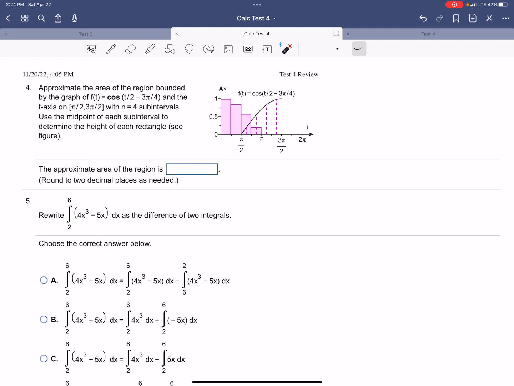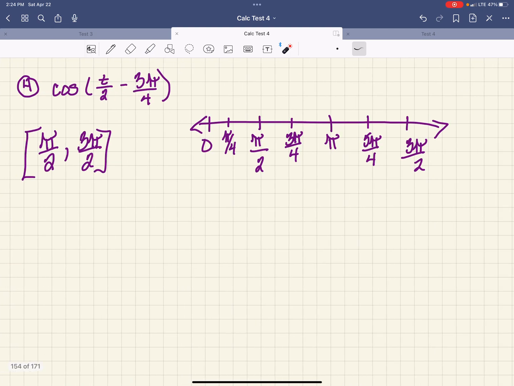We've got a lot of different things going on right here. The first thing we have to do that's a little bit difficult is figure out each of our midpoints. We are looking at pi over 2 to 3 pi over 2, and we need a total of 4 intervals. Here is my first one, second, third, and fourth, but I have to use the midpoint, so I need to find this point right here.